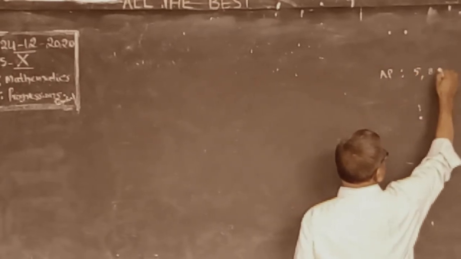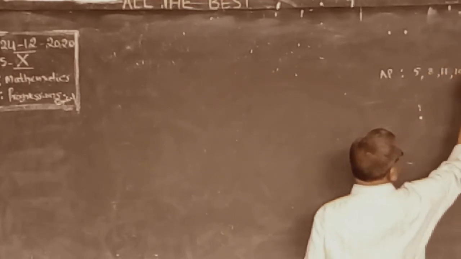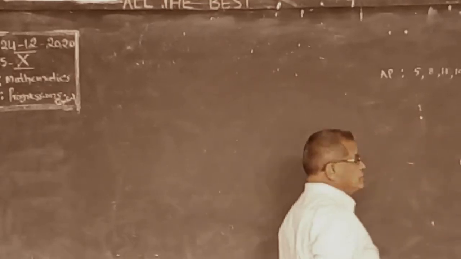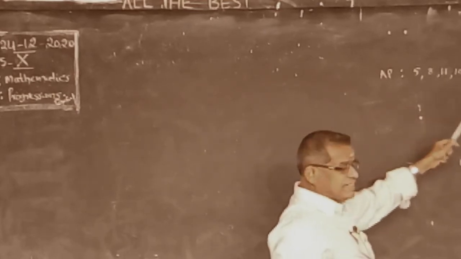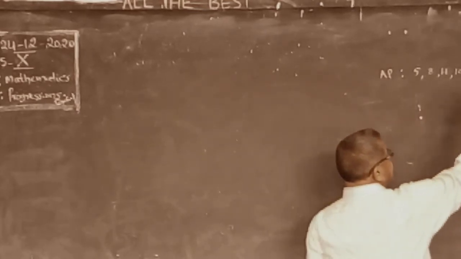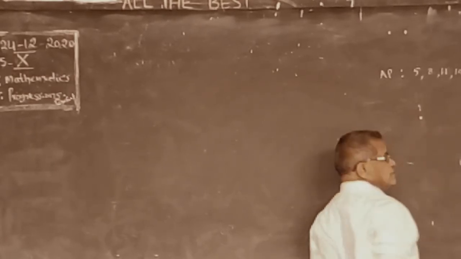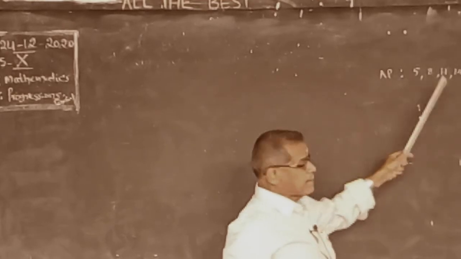Arithmetic progression, difference is the same. 5 plus 3, 8; 8 plus 3, 11; 11 plus 3, 14; 14 plus 3, 17. Here the first term is 5, and the difference d is 3, the common difference. We say this is AP.